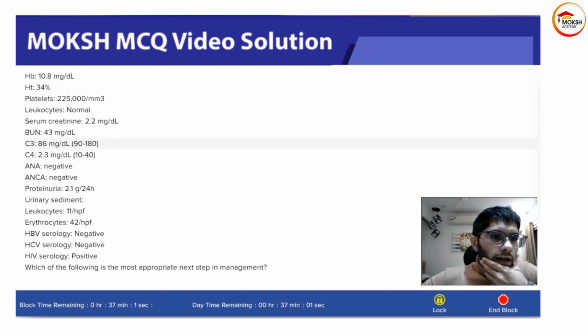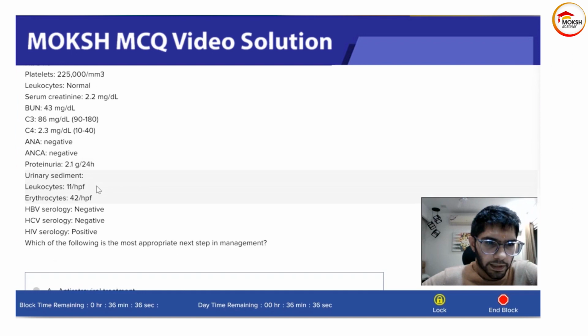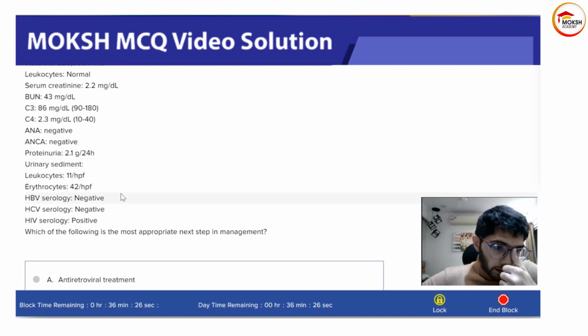So 86 is a low complement C3 factor. C4, 2.3 milligrams, and the normal range is 10 to 40. So in both we have hypocomplementemia. This is an important finding. ANA negative, ANCA antibodies negative. Proteinuria 2.1 grams. Okay, elevated. Urinary sediment shows leukocytes, which you don't usually find, and erythrocytes. Okay, so that is also elevated.